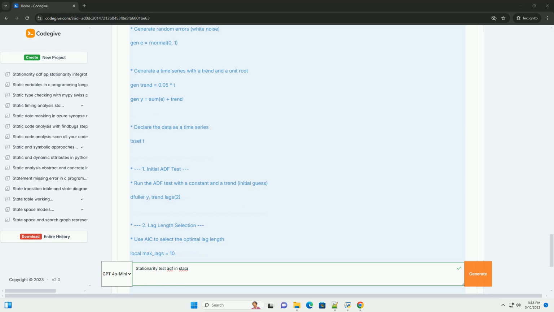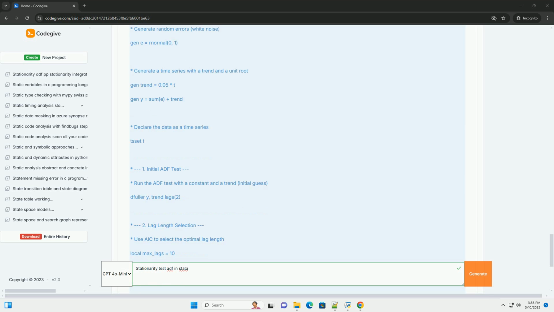In this case, the test statistic, minus 1.396, is less negative than all the critical values. The p-value is 0.5842, which is much greater than 0.05, the typical significance level. Therefore, we fail to reject the null hypothesis. We conclude that there is evidence of a unit root in the time series y.